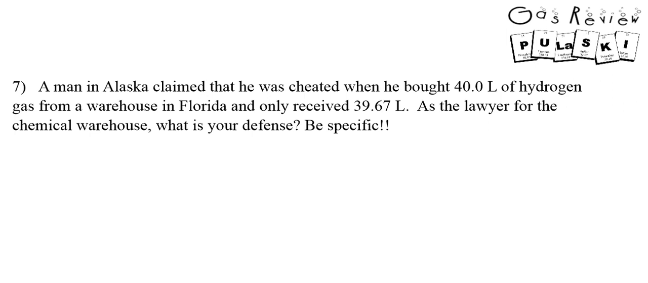A man in Alaska claimed that he was cheated when he bought 40 liters of hydrogen gas from a warehouse in Florida and only received 39.67 liters. As the lawyer for the chemical warehouse, what is your defense? Be specific. You should cite something, I hope. Maybe it's a sentence. Maybe you're using equations. Maybe you don't really have a lot of math you can do, but you could create something if you'd like. What's your defense? Please, no more than probably 2 sentences or a very small amount of work.